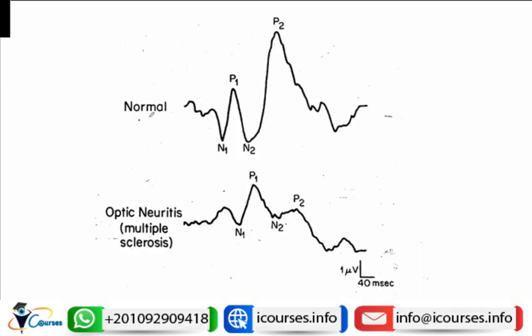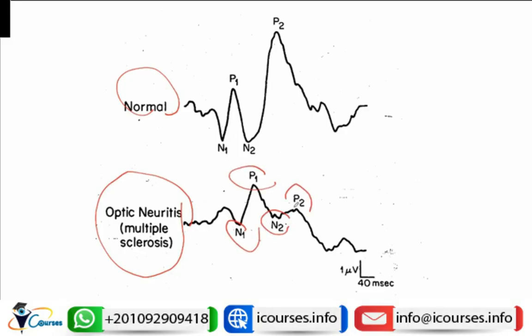So for example, here is a normal patient, and you can see the N1, P1, N2, P2, and this is a flash VEP. And check this VEP for a patient with optic neuritis or multiple sclerosis. You can see that the N1, P1, N2, P2 appear later than the normal. So there is an increase in the latency of the different waves. This means that there is a delayed conduction, and this can be diagnostic for optic neuritis.